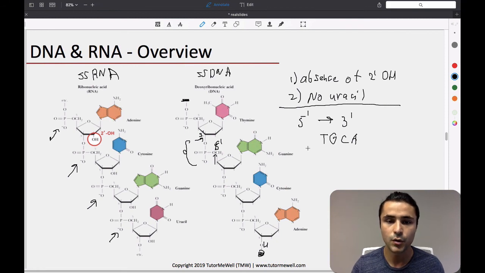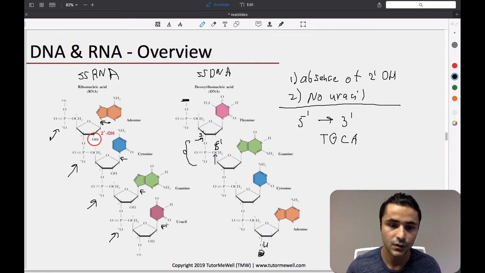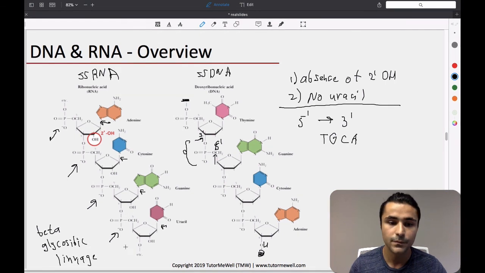And last but not least, before moving on to the next slide, let me switch to RNA. You can see these bonds here that connect the base to the sugar. Everything in biochemistry has a name, and they're called beta glycosidic linkages. So the base is connected to the sugar with a beta glycosidic linkage. The sugar is connected to the phosphate with a phosphoester bond. All right, and that's pretty much it. So now we're going to move on to the next slide.